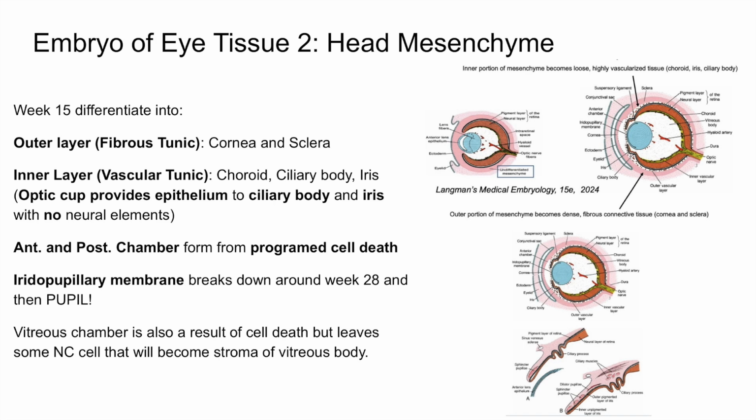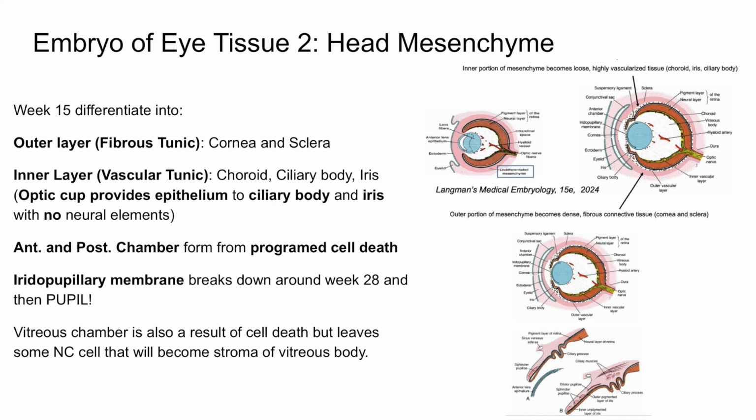And remember, the neural ectoderm and the surface ectoderm were covered together because them touching each other was important for vision development, okay? So now we're closing out with head mesenchyme. All right, so by around week 15, this mesenchyme differentiates into two major layers. Dude, these eye embryological structures love doing that. And it's going to correspond to the fibrous and vascular tunics of the eye.